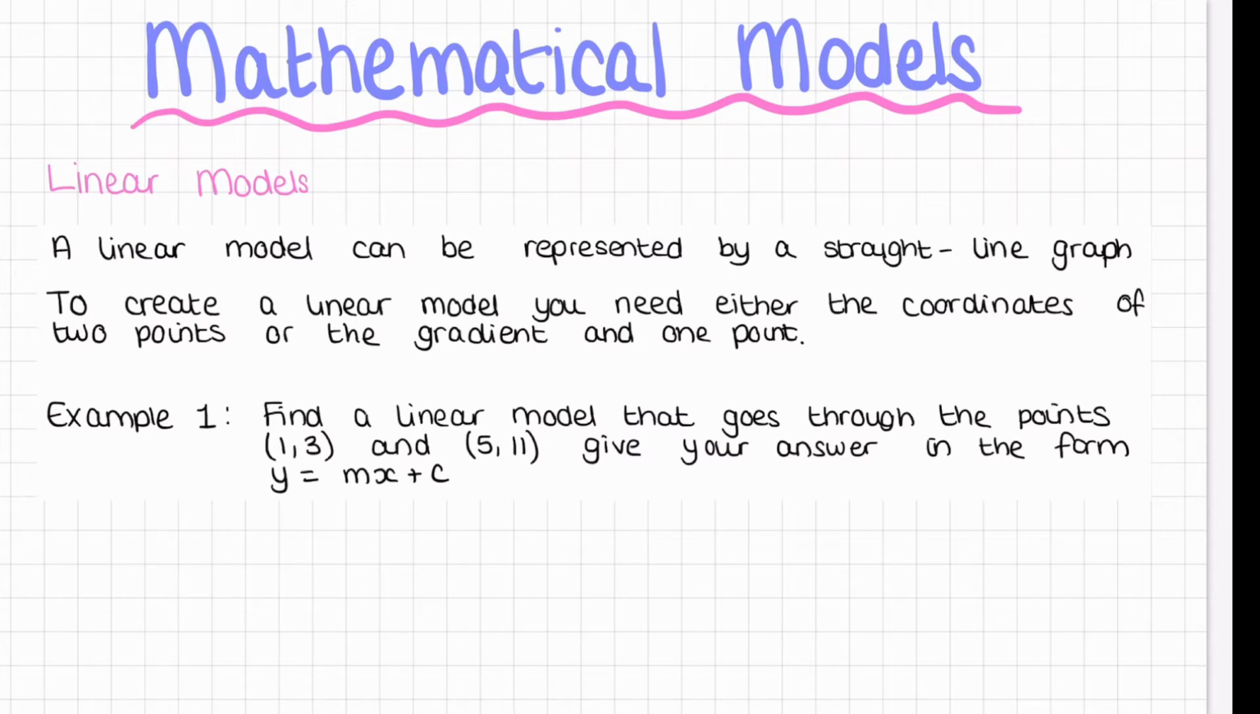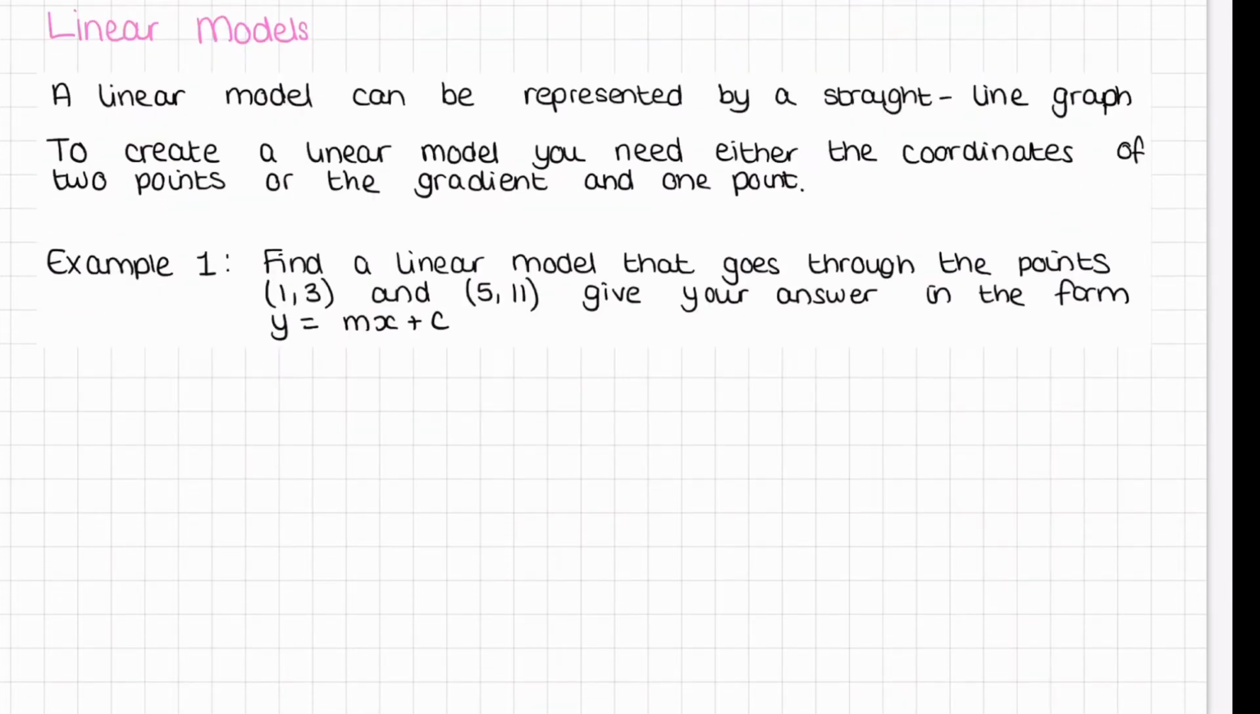So really quickly, one example of this. Find a linear model that goes through the points (1, 3) and (5, 11). Give your answer in the form y = mx + c. We've been given 2 points, which means the first thing we need to do is find the gradient. So we just use the gradient formula, (y2 - y1) over (x2 - x1).